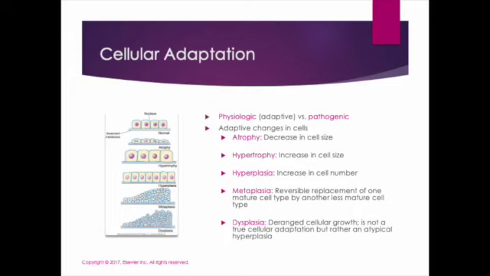Metaplasia is a reversible replacement of one mature cell for another type of cell. Sometimes it could be a cell that's less differentiated, and this can be reversible or it can progress to dysplasia and neoplasia, which is cancer. An example of this would be the bronchi pseudostratified ciliated columnar cells. They can turn into stratified squamous epithelial cells.